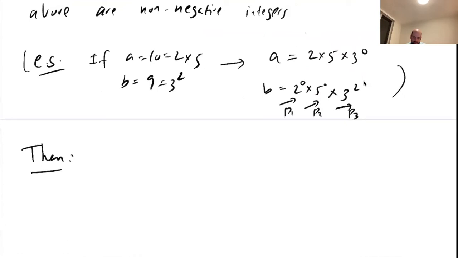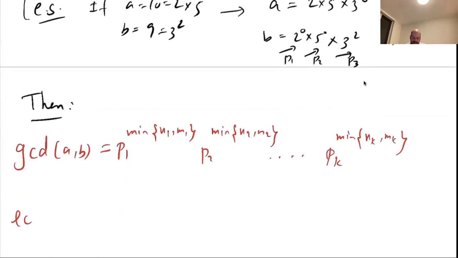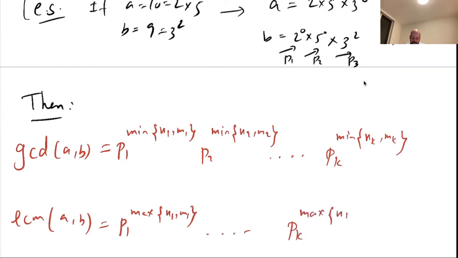Then GCD of A and B is equal to P1 to power minimum of N1 and M1, times P2 to power minimum of N2 and M2, all the way to Pk to power minimum of Nk and Mk. And similarly, LCM of A and B is equal to P1 to power maximum of N1 and M1, all the way to Pk to power maximum of Nk and Mk.